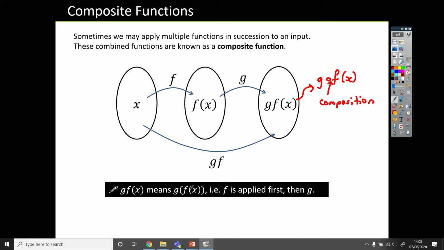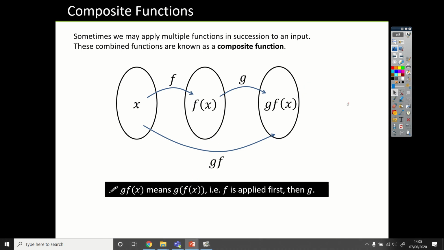The way I was taught to think about what goes first is a bit like a rugby scrum. So if x is the ball, and you've got all these players fighting over the ball, then the one closest to the ball is the one that gets first touch, if you like. So f is closest in, that goes first, g goes second. Okay, so let's see some examples, shall we?